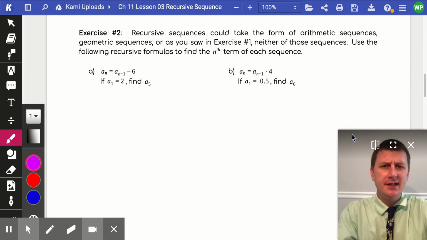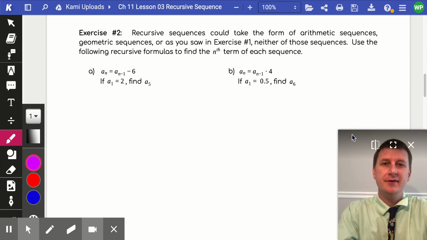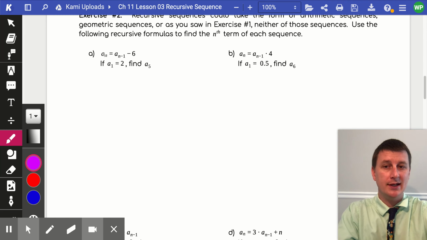And in this video, we're going to be looking at exercise number 2 in chapter 11 on recursive sequences. It says recursive sequences could take the form of arithmetic sequences, where you're adding the same amount over and over, geometric sequences, where you're multiplying by the same amount over and over, or, as you saw in exercise number 1 with the Fibonacci sequence, neither of those two types. So use the following recursive formulas to find the nth term of each sequence.